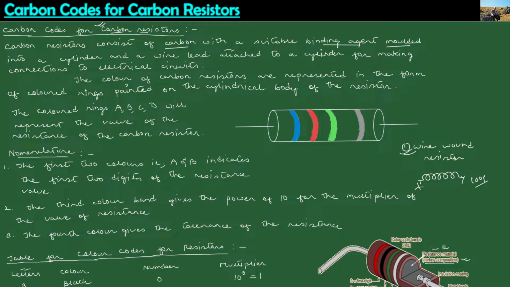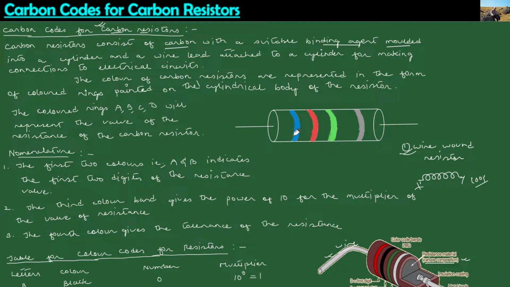Apart from that, we have this electrical connection, or lead material attached. This is our wire, which is attached along the cylindrical end of the carbon resistor so that current will flow through it. So a carbon resistor consists of carbon with a suitable binding agent molded into a cylinder and a wire lead attached to the cylinder for making connection to electrical circuits.